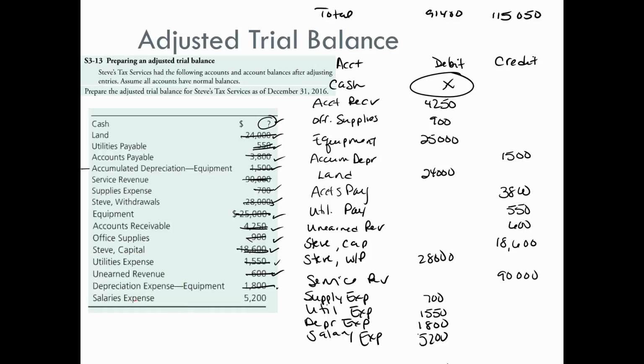So I'm just going to change that to red. If I subtract the 91,400 from the 115,050, the cash must be 23,650. And if I added 23,650 to this, I would get 115,050, and my debits would equal my credits. In reality, you're not going to have one like this with a fill in the blank. You would pull that balance, but at least it forces us to remember that the total debits have to equal the total credits.